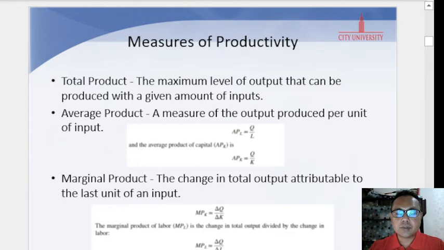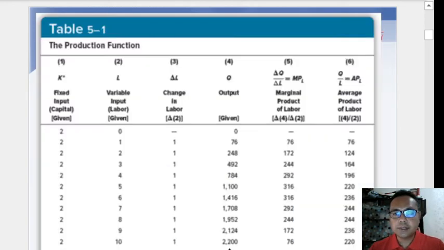And the marginal product of labor is the change in total output divided by the change in labor, change in Q divided by change in L. So for example, in table 5.1, the second unit of labor increases output by 172 units. So the marginal product of the second unit of labor is 172.